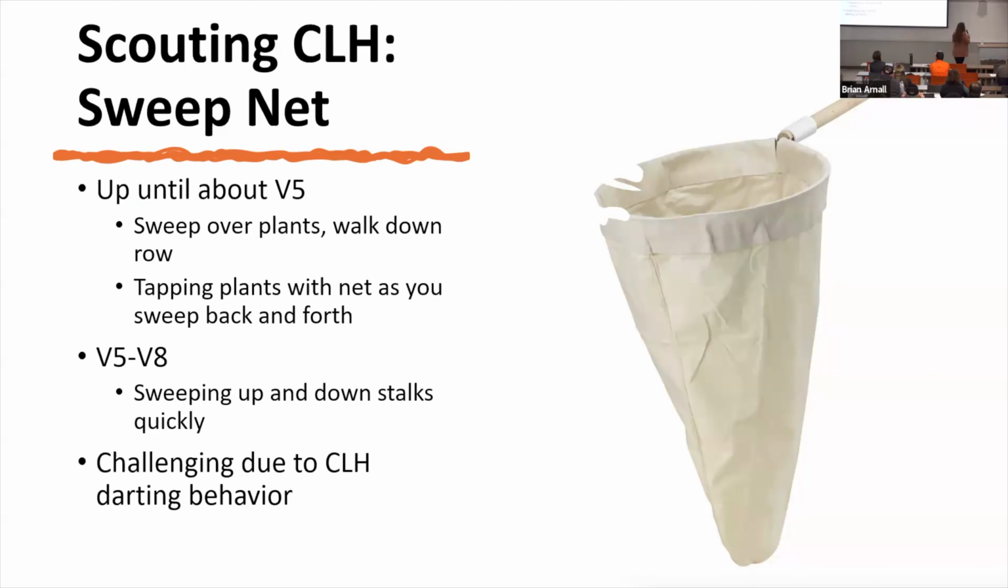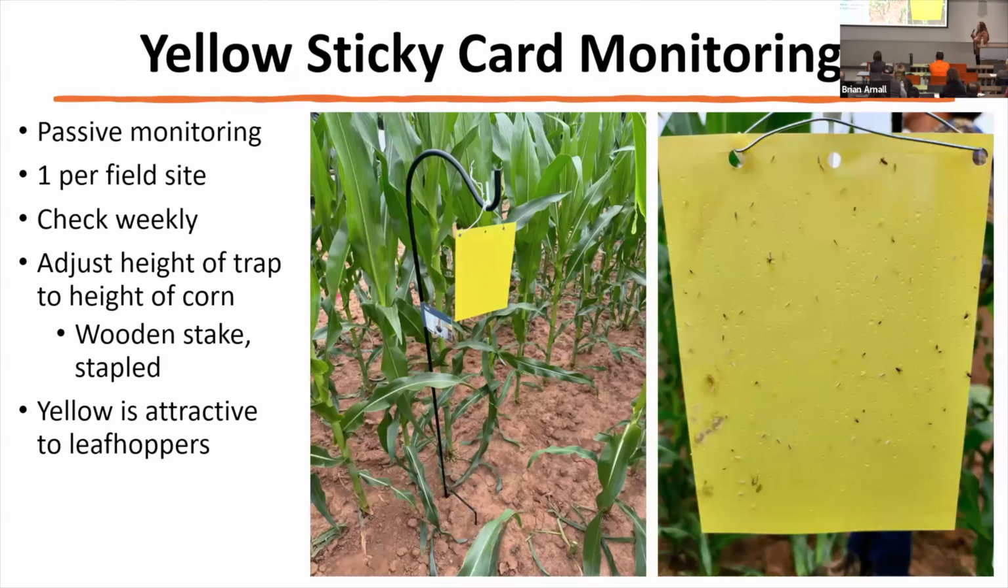And so if you are sweeping, you can do this probably up until about the V5 stage, walk over the rows, make sure that you smack the plant with the top of your net, and then always fold the end over really fast. Sweep netting is always easier looking than what it really is, okay? So until you do it yourself, you don't really know. And then also V5 to V8, you can do it. You're going to have to sweep up and down the stalks of the plant. Again, it's quite a workout, and it can be really challenging. So again, the vacuum cleaner, I think, is going to be really easy. And then passive monitoring.